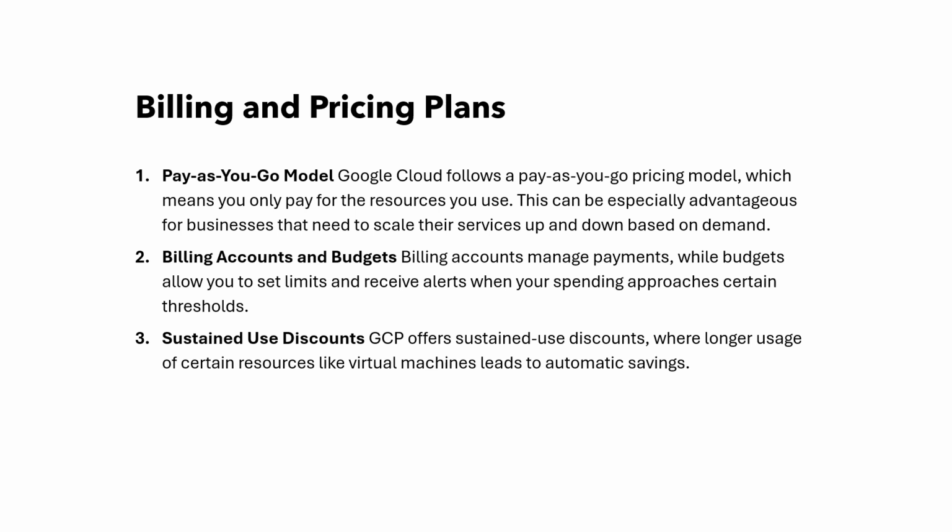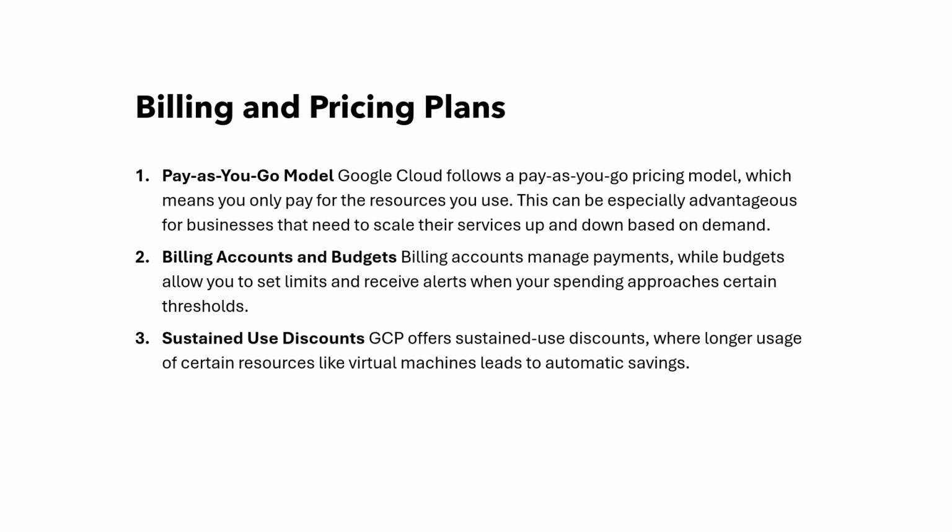2. Billing accounts and budgets. Billing accounts manage payments, while budgets allow you to set limits and receive alerts when your spending approaches certain thresholds. 3. Sustained use discounts. GCP offers sustained use discounts, where longer usage of certain resources like virtual machines leads to automatic savings. Free tier. Let's begin with Google Cloud's free tier.